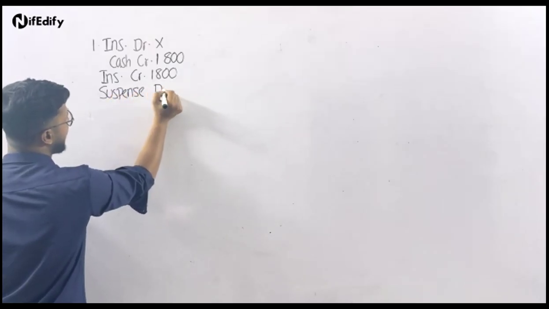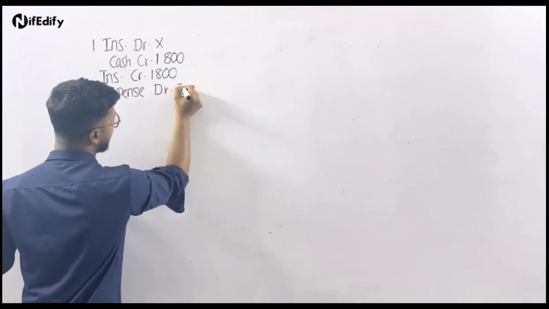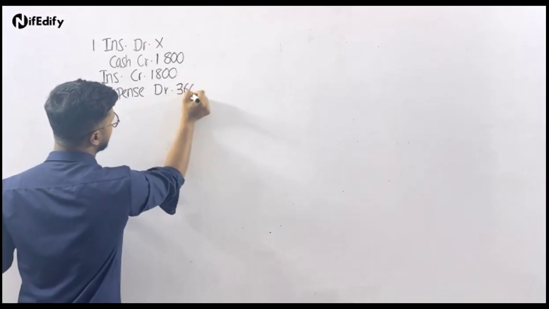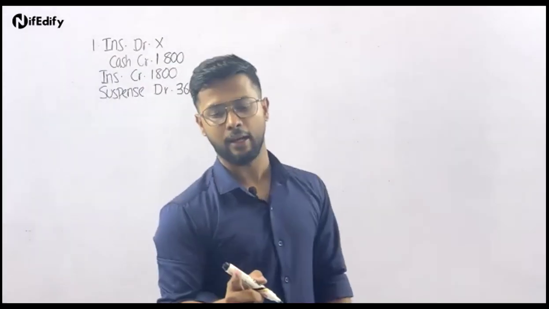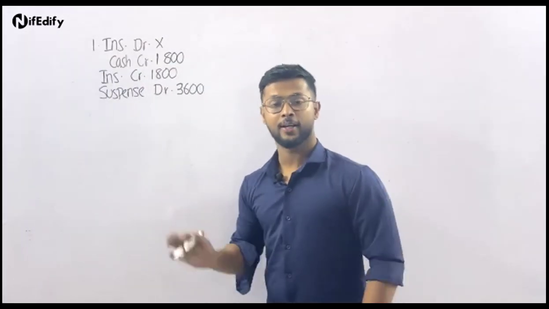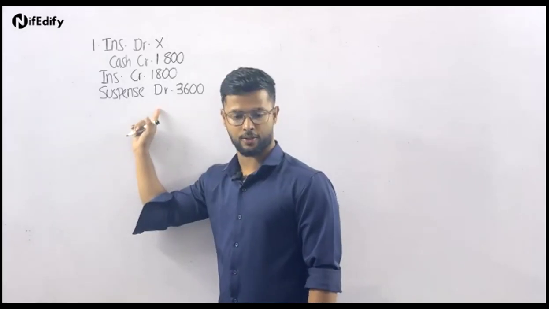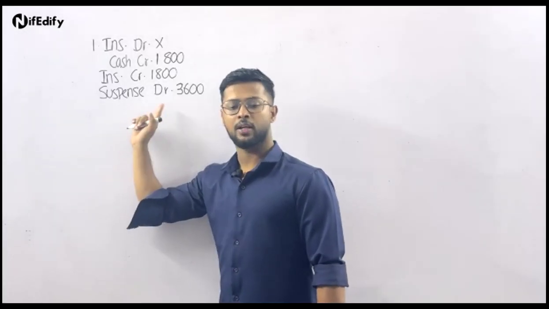Suspense will bear a balance on the debit side. That's going to be 3,600. Listen, you are not going to correct the entry. Why? Because they are asking for the suspense before the correction.